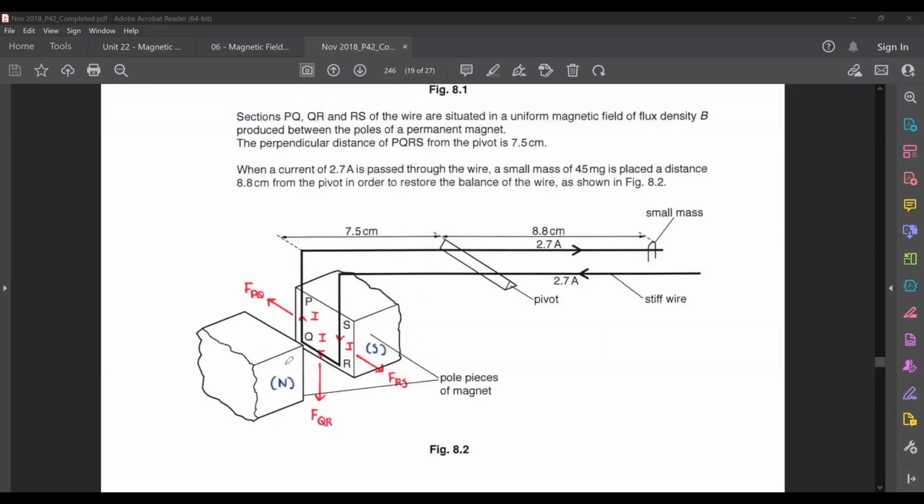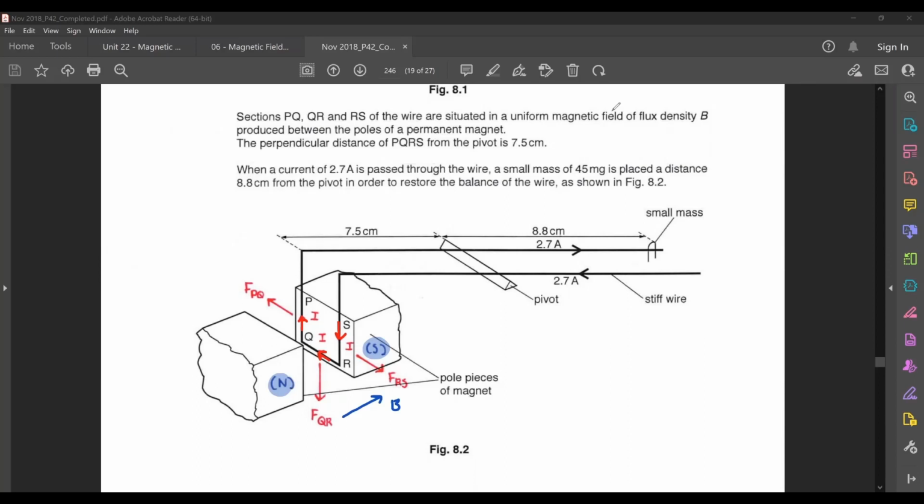This question is actually related to the current balance that we learned in the previous lesson. Let's first work out what are the magnetic forces acting on the wire, especially for the part of the wire that is between the pole pieces here of your magnet. So right now, you have current flowing in this particular direction for section RS, and then this direction for section QR, and finally this direction for section PQ. They never told you what are the polarities of the magnets used, but let's just assume that this one is north and this one is south, so that our magnetic field will be going in this particular direction here.